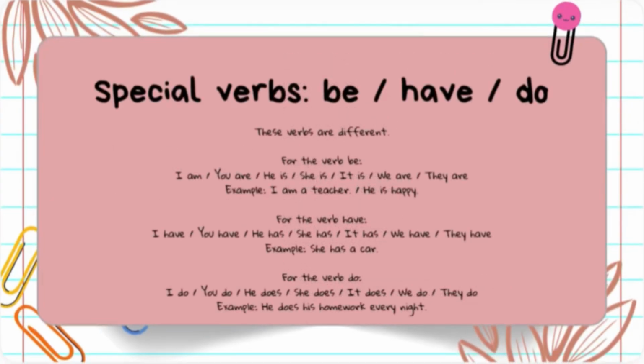Special verbs, be, have, do. Be, I am, you are, he, she, it is, we, they are. Example, I am happy. Have, I have, you have, he, she, it has, we, they have. Example, she has a car. Do, I do, you do, he, she, it does, we, they do. Example, he does his homework every night.